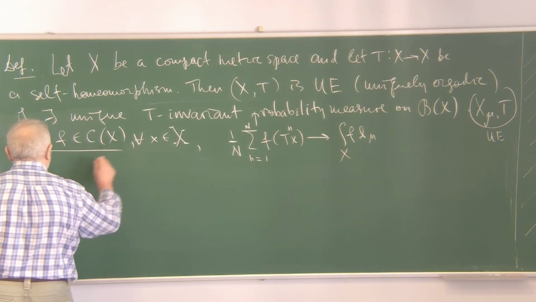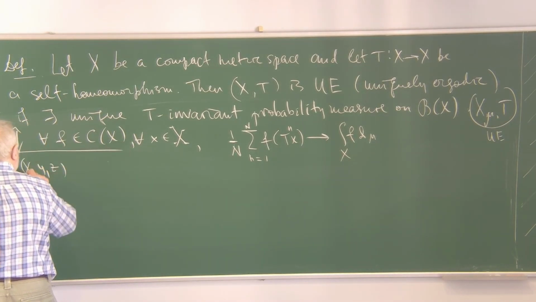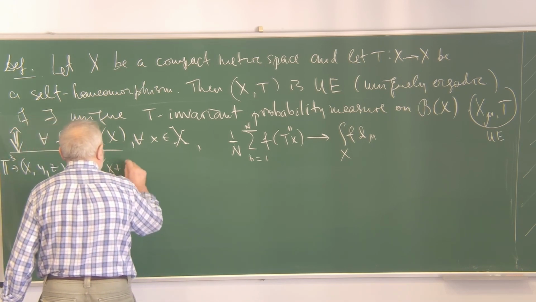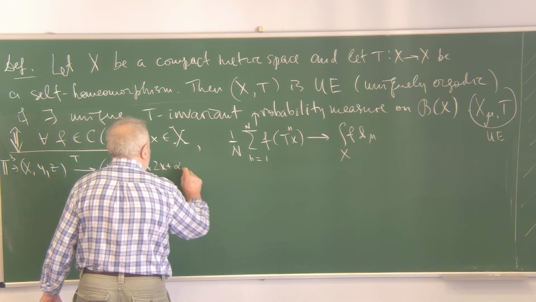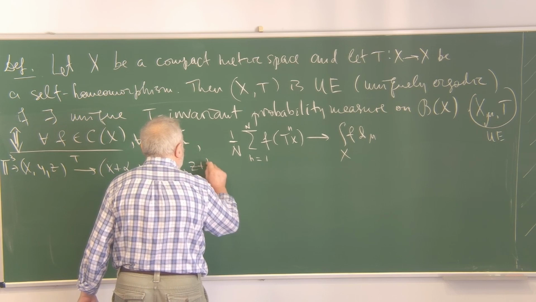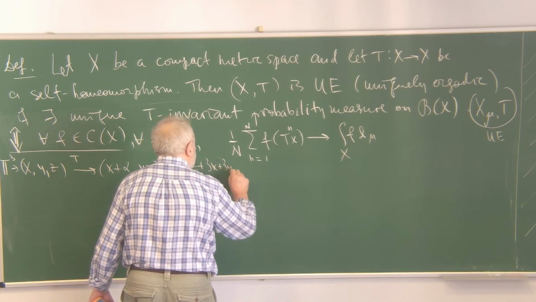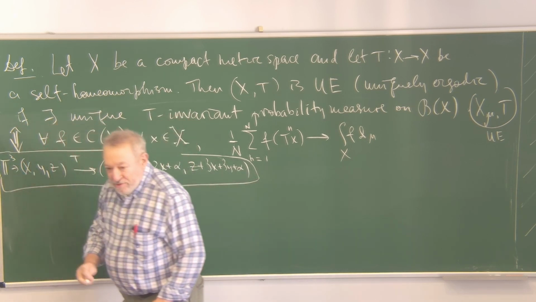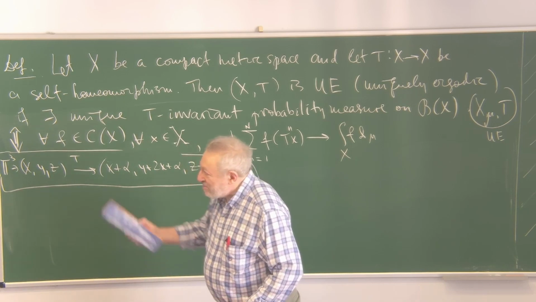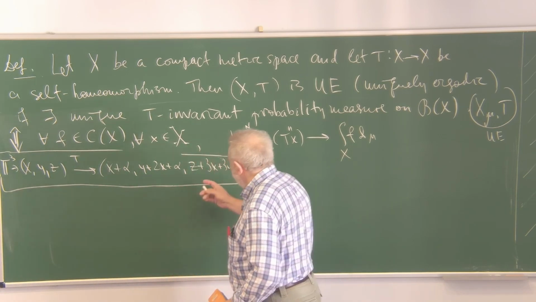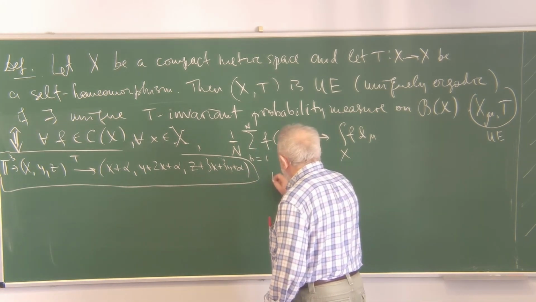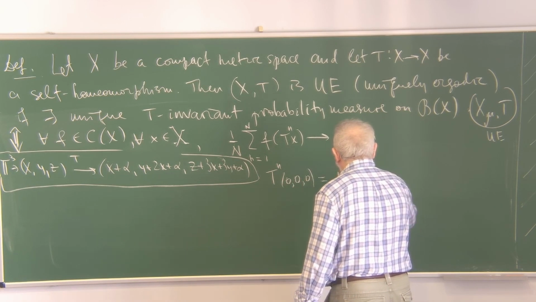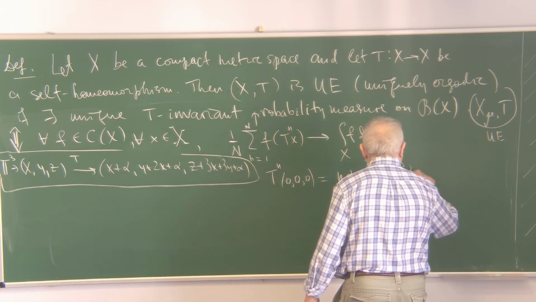And how about this system? X, Y, Z, that's again, this time in the 3-torus. And it goes to x plus alpha, y plus 2x plus alpha, z plus 3x plus 3y plus alpha. Now I hope you are already not sleepy, so I don't ask you to start helping me to calculate it, because I want to save time. So you will take my word that for this specific system, T^n of (0, 0, 0) will be (n alpha, n square alpha, n cube alpha).